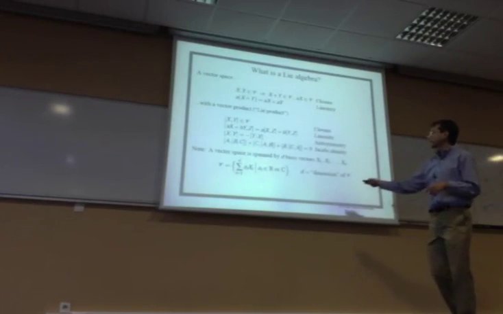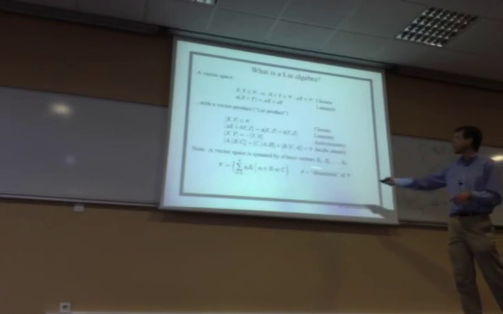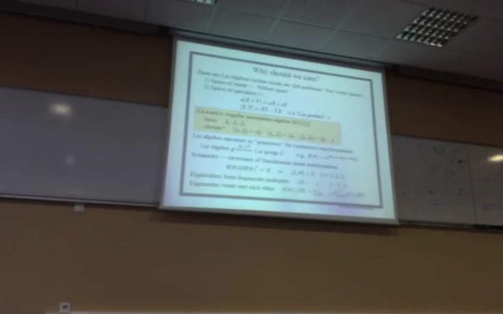A vector space spanned by d basis vectors. That's the whole idea. You can get all vectors as a linear combination of a set of basis vectors. The number of basis vectors you need is the dimension. All right, so now why should we care about Lie algebras in these quantum mechanics applications?